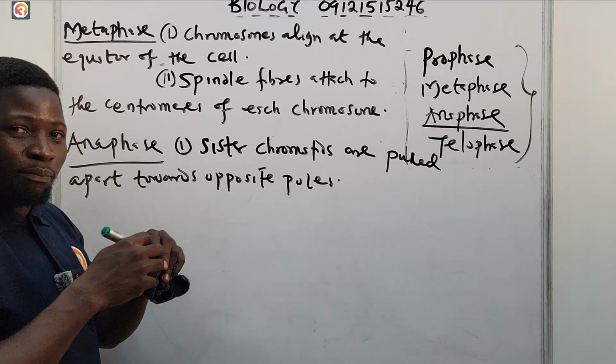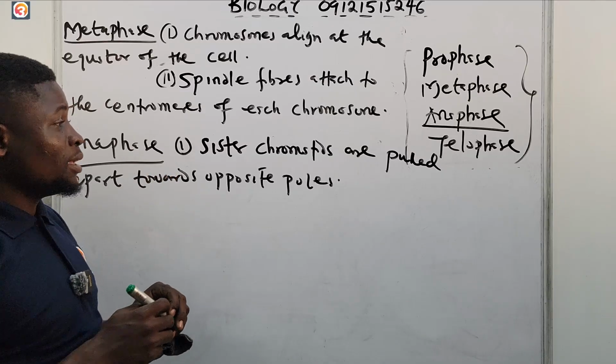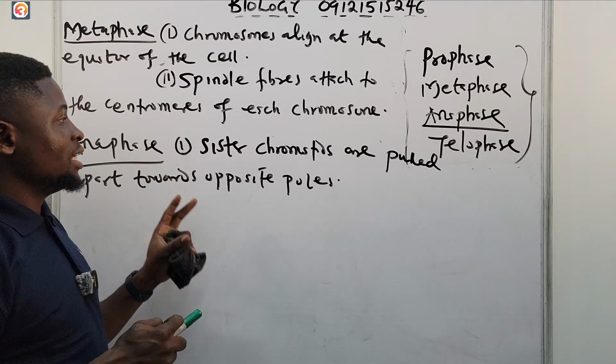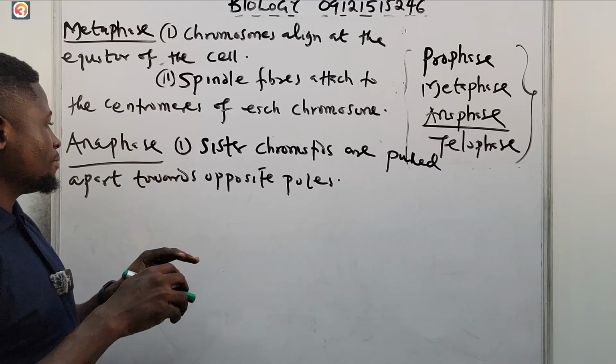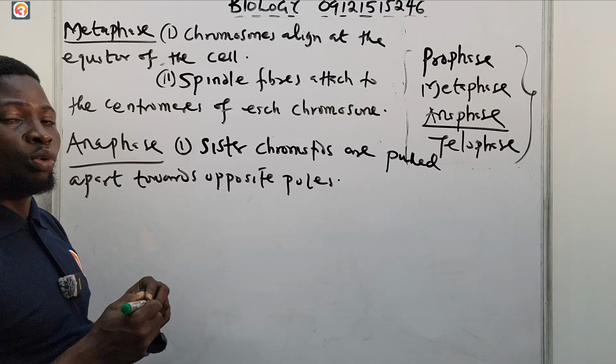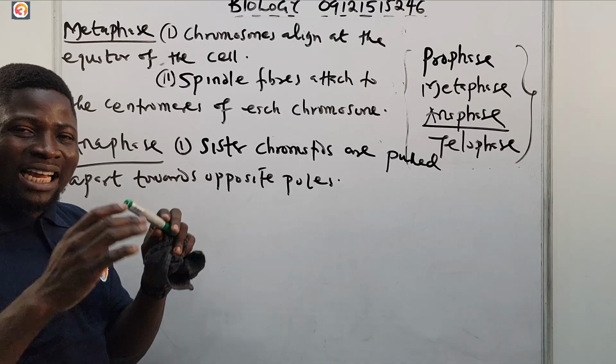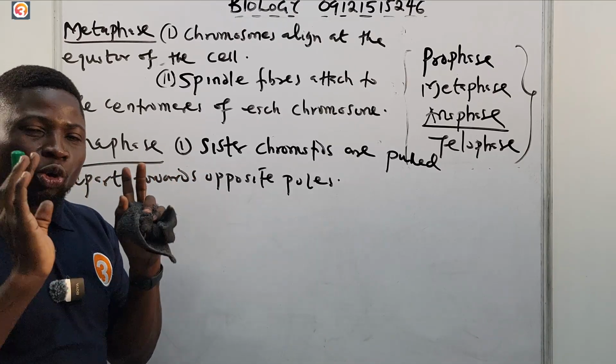This anaphase is very, very important. You must take note of it, especially in your exams. I have seen a lot of questions from anaphase. Sister chromatids are pulled apart towards what? The opposite what? Poles. And once they are separated, each chromatid is now considered an individual chromosome.